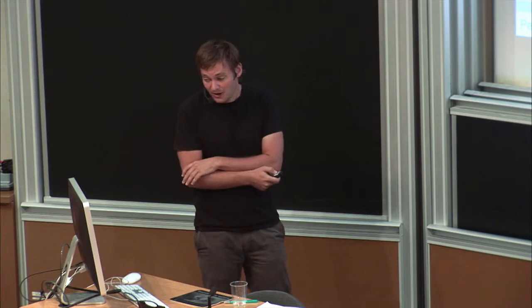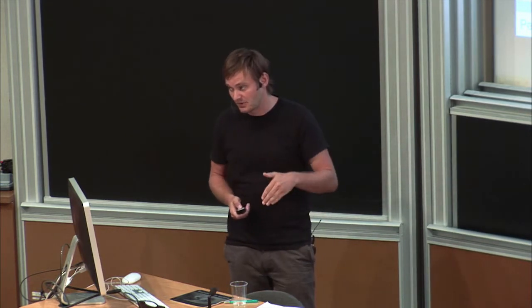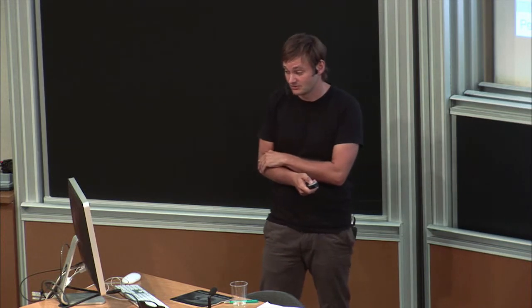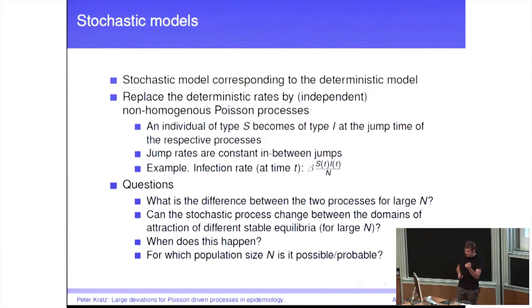So what we do is replace the deterministic rates by independent, non-homogeneous Poisson processes. And at the jump times of these processes, an individual from one compartment jumps to another compartment. In between the jump times, the compartment sizes are constant, so the rates are fixed, and therefore the Poisson rates are fixed. An example here: the infection rate at time t is beta times S(t) times I(t) divided by n. So that's the rate of the Poisson process.